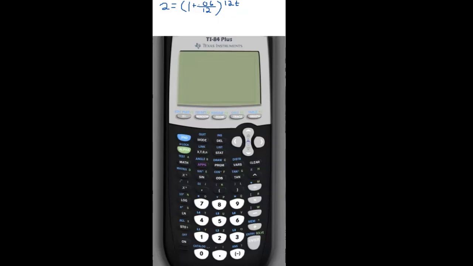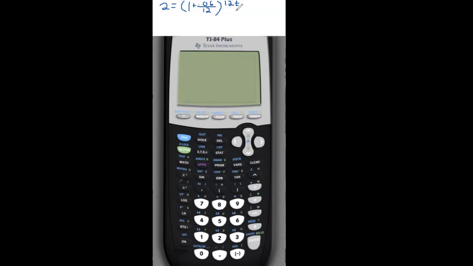For this session, we are going to cover how to solve an equation using the TI-84 Plus solver feature. Suppose we have this particular equation: 2 is equal to (1 plus 0.06 over 12) all to the power of 12t.